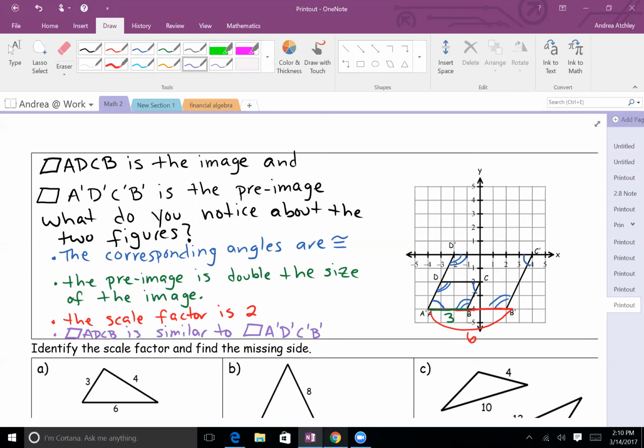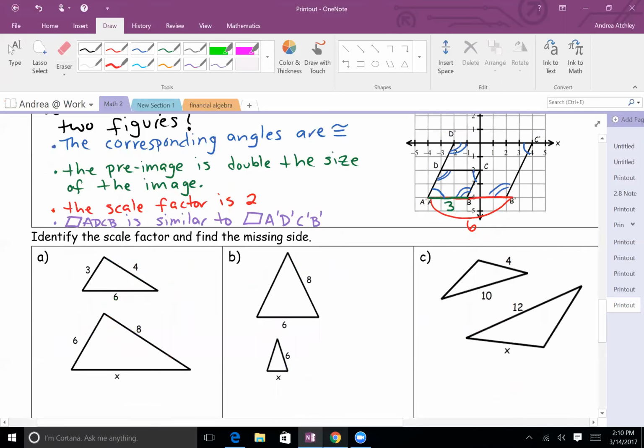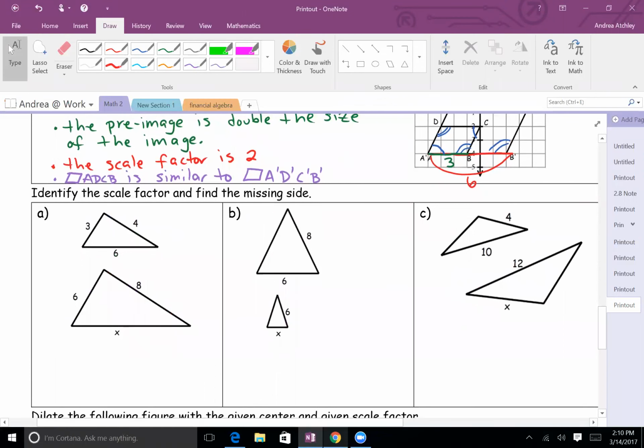Okay, now in the next one, we need to identify the scale factor and find the missing angle. So we're going to start by labeling these. I should have labeled this in the notes to begin with. This is what we're going to call the image. This is going to be the pre-image. Okay, so label them for me, please.